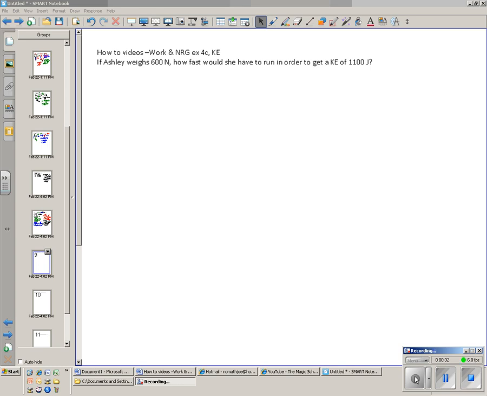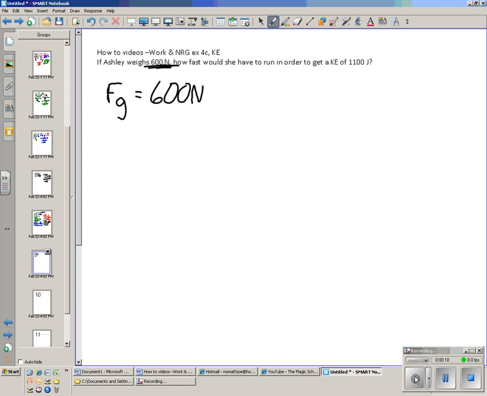We have how-to videos, work and energy example 4C, kinetic energy. So we have Ashley, who weighs 600 newtons. Important information here is she weighs that. That's the gravitational force. Okay, gravitational force is 600 newtons. Remember, gravitational force or weight, but I'm going to write it as Fg so I don't confuse that with work. Fg equals m times g.